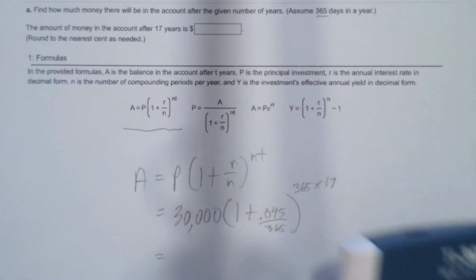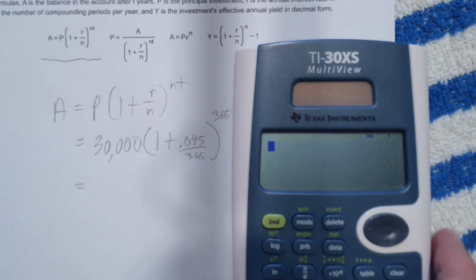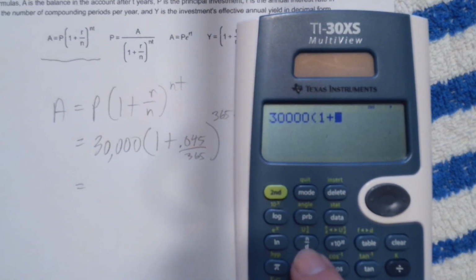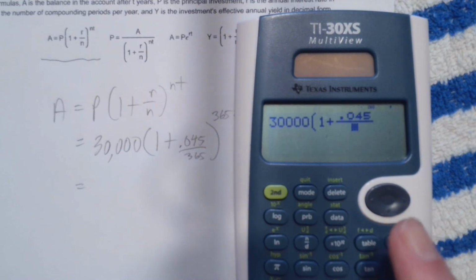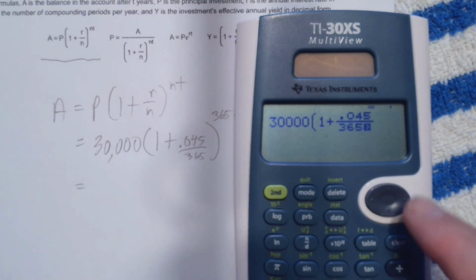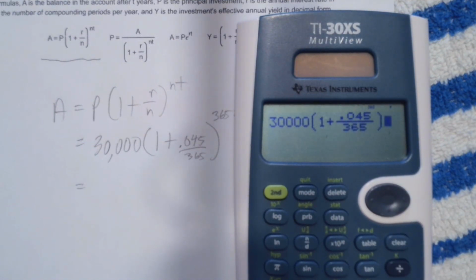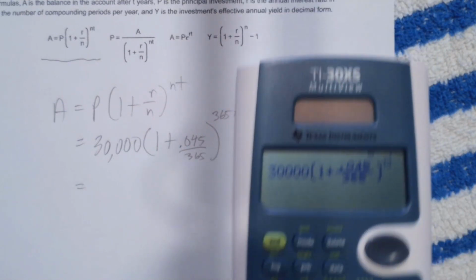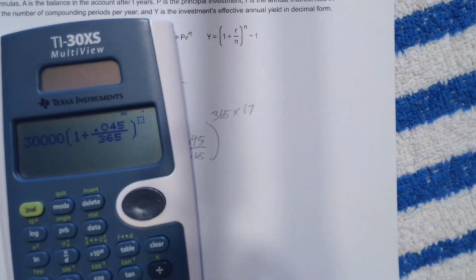Now you don't have to really worry about that if you have this calculator. So we'll just do 30,000, and we'll do parentheses, 1 plus. Now you could hit the fraction button first. I actually like to put in the numerator first, so 0.045, and then hit the fraction button. So you can hit it before or after, but either way you can see the fraction as we build it. And then we want to hit the exponent button, which of course is this button here. So 365 times 17.